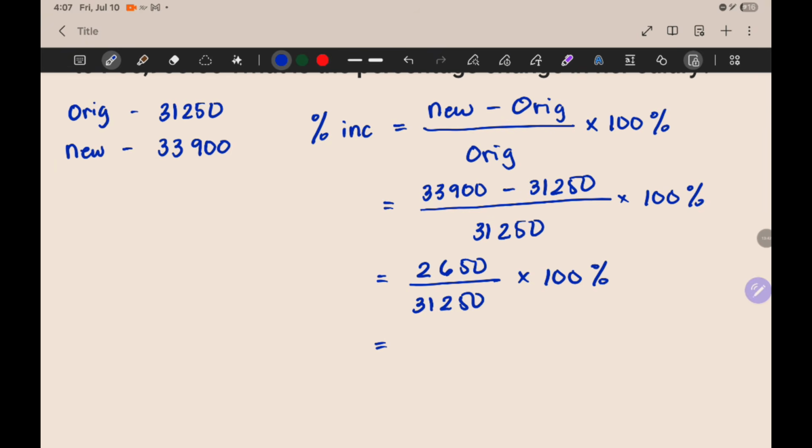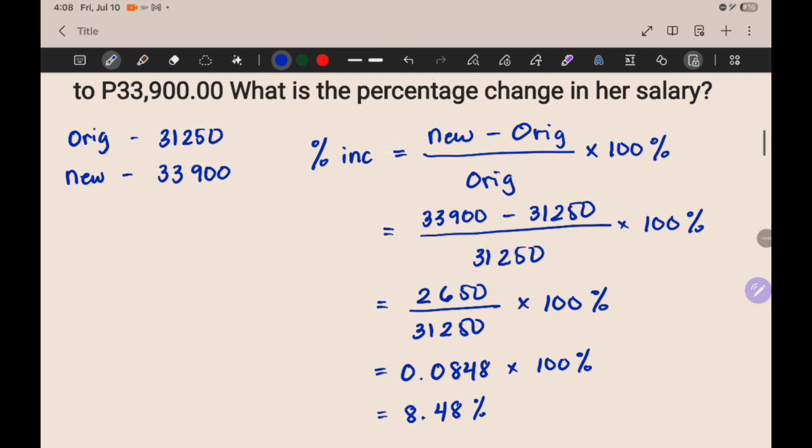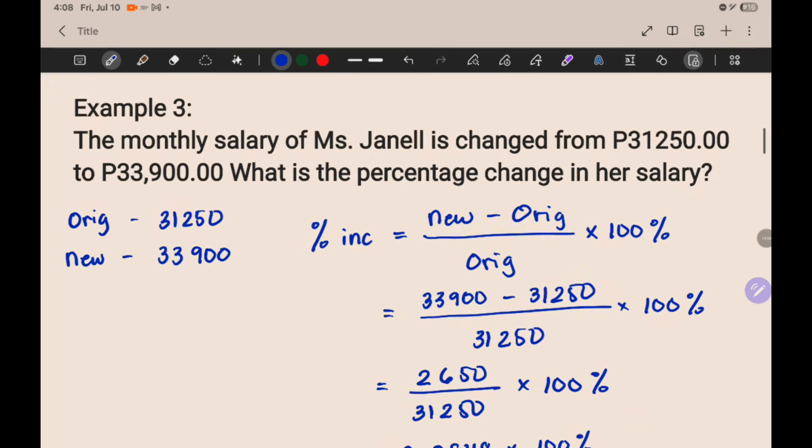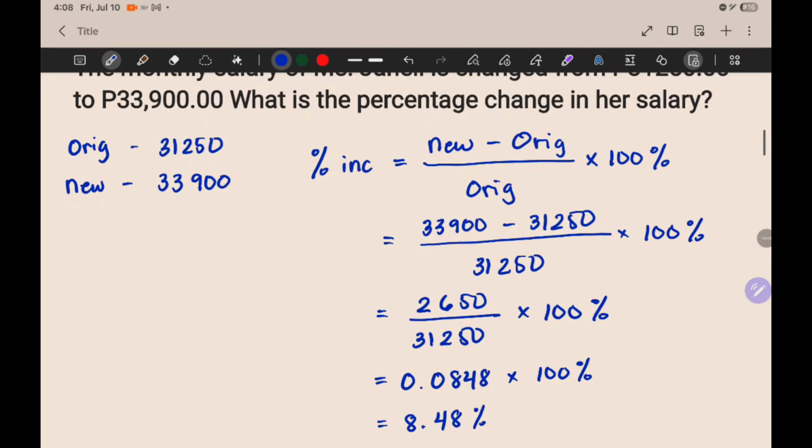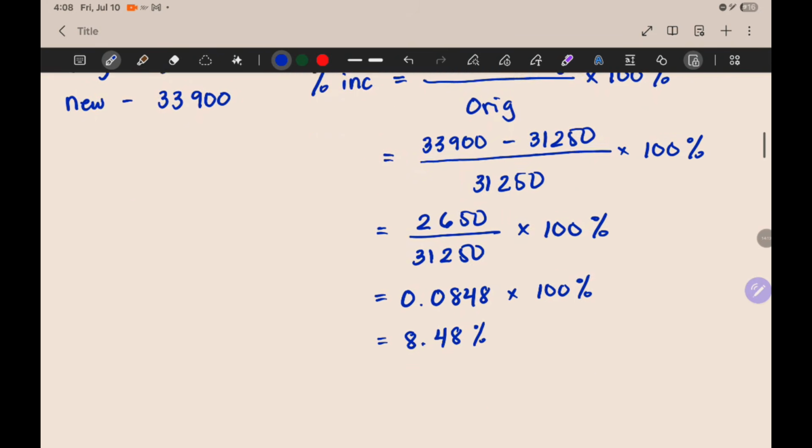So, divide natin again. You can use your calculators. 2,650 divided by 31,250. So, that is 0.0848. Multiply to 100%. So, that's equal to 8.48%. So, ayan. So, I hope clear tayo sa lesson natin sa percentage increase. Okay?